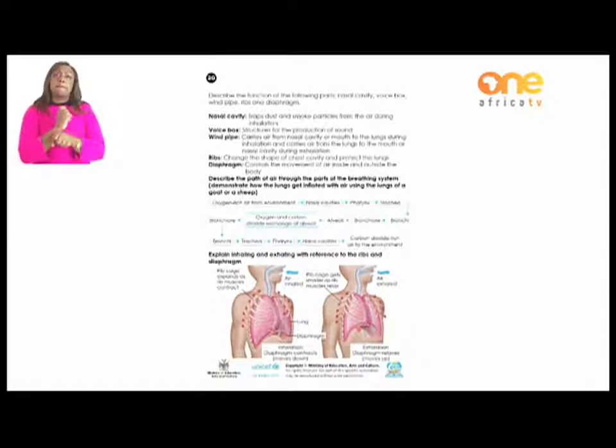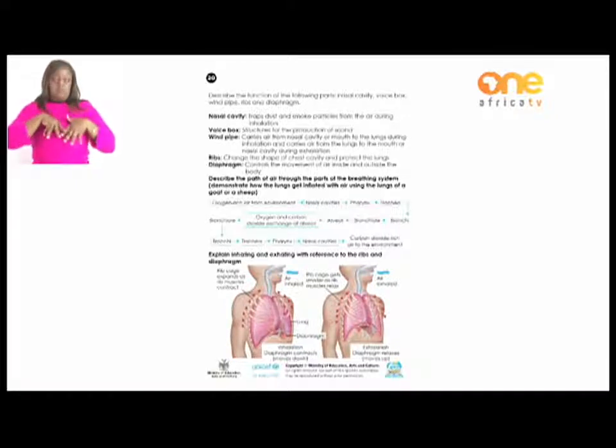Okay? Every part of our body is not just there to decorate us or make us look beautiful. Each part of our body has a specific function that it has to perform. We are starting with the nasal cavity as part of the breathing system. Why should we have a nasal cavity? The nasal cavity is there to trap dust and smoke particles from the air during inhalation. We have already described the meaning of the word inhalation. We said it's the breathing in of air.